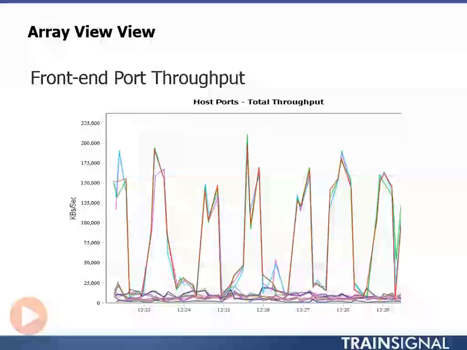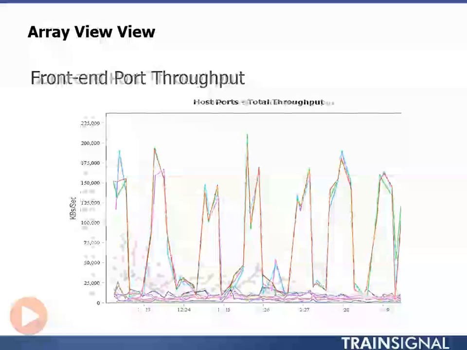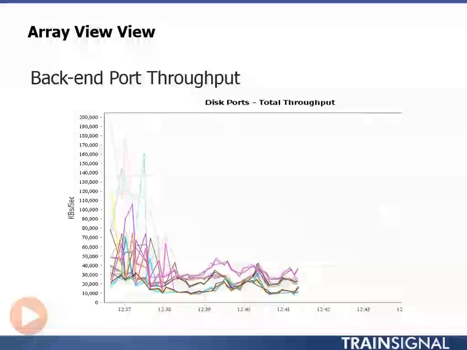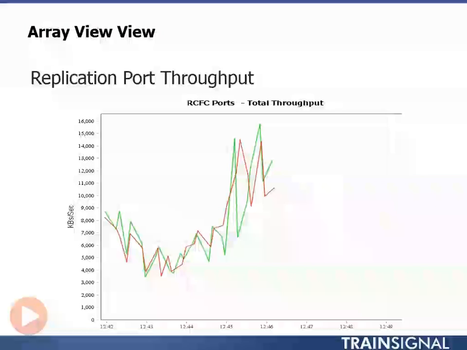Let's take a look at the back-end ports on the same array. The back-end ports being the SAS or fiber channel ports that connect the array's controllers to the drives on the back end. And finally, let's look at the throughput on the 2 replication ports configured on this array. As we can see, the replication workload is fairly evenly balanced over the 2 replication ports.